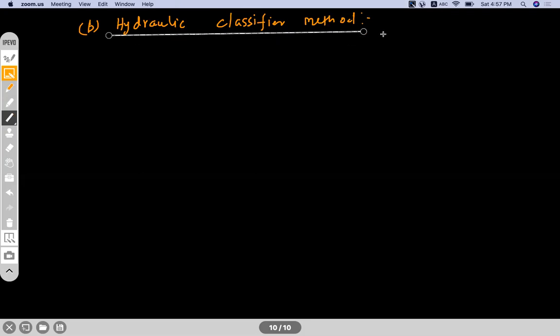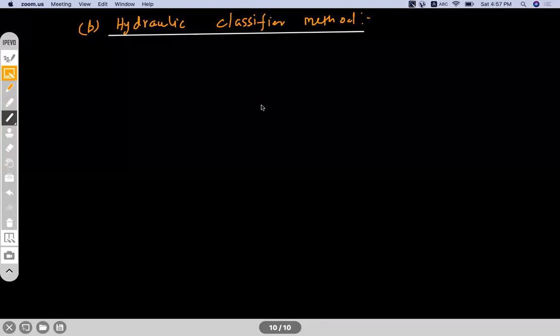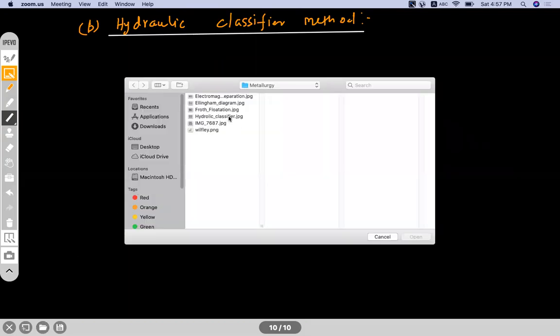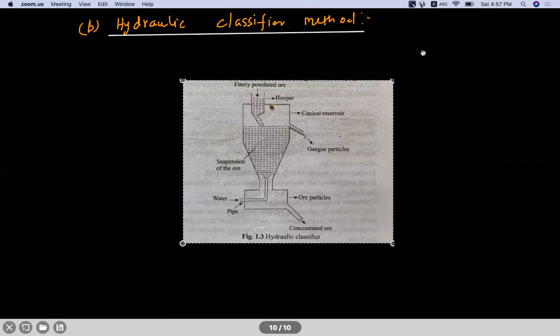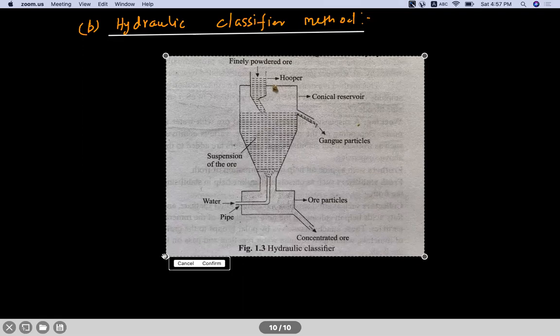Another one is the hydraulic classifier method, okay? The B is hydraulic classifier method. Look at this diagram. Hydraulic classifier is this. Try to understand the working, that is it. In the board exam, or JEE, or other exams, they won't ask you to write down the entire process, how it happens. So these things are not important as far as the exam is concerned.